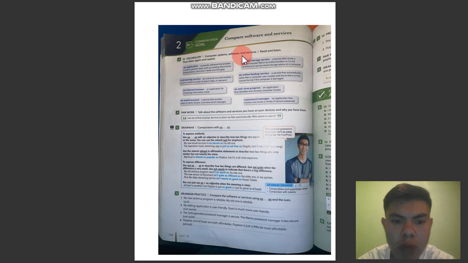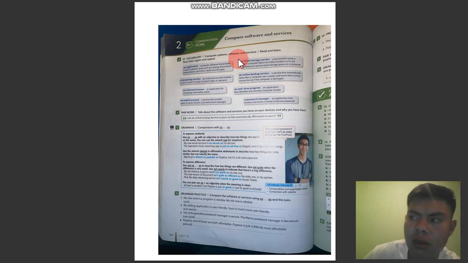We continue with page 114, which tells about vocabulary used to compare software and services. In exercise A, we see vocabulary: computer, system, software, and service. Read and listen, then listen again and repeat.